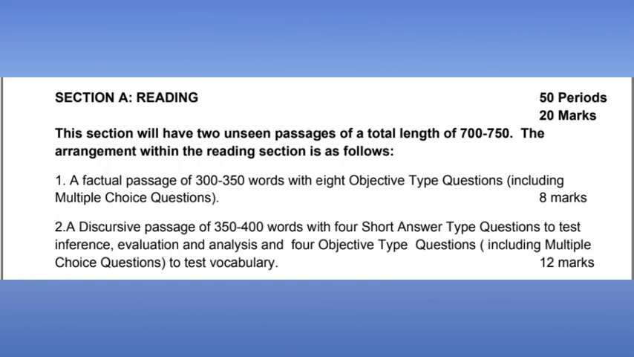Now let's see the very first section of our question paper, that is the reading section. So students, the reading section, as we have already discussed, will come for 20 marks, and for these 20 marks we will have two questions, as you can see on your screen. So we will have two comprehension, meaning unseen passages. Unseen passage number 1 will be of 300 to 350 words, which will carry 8 marks.